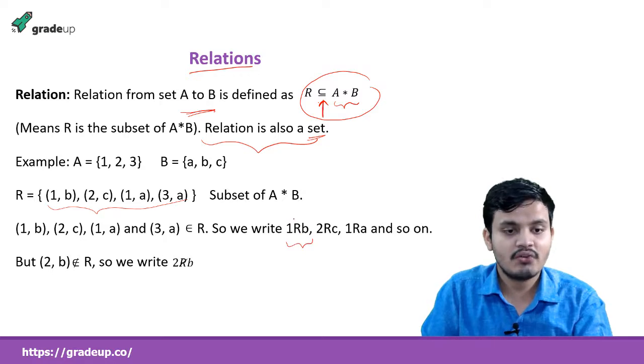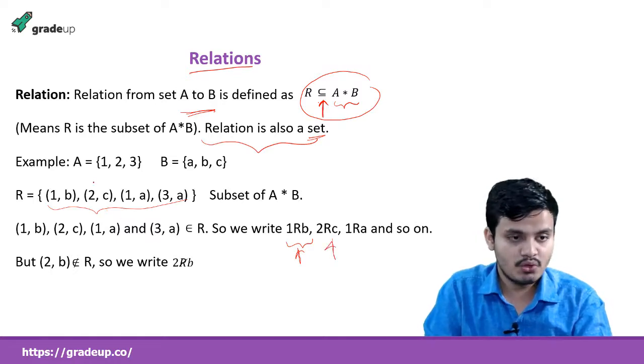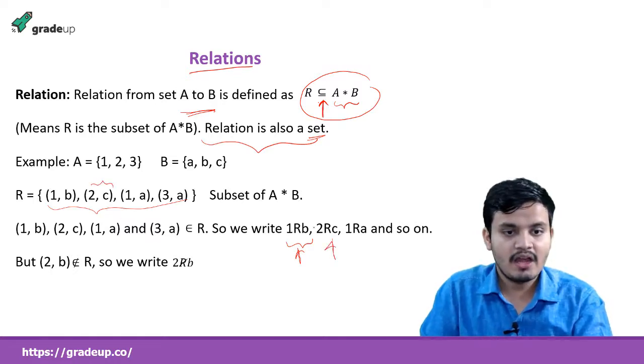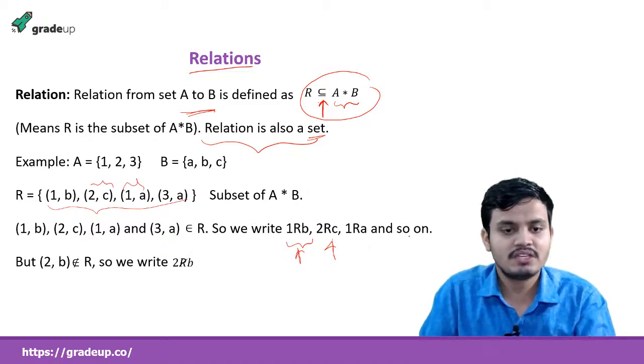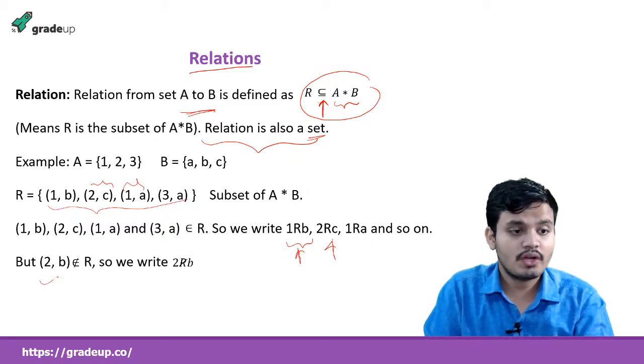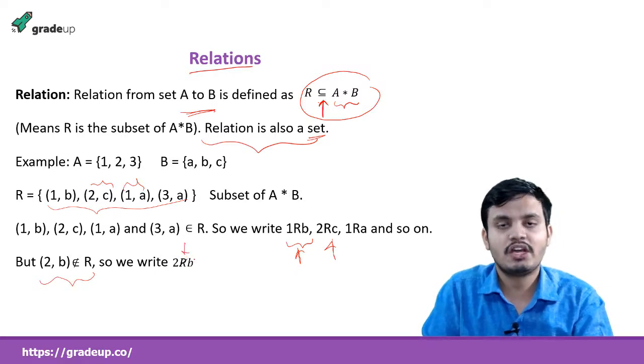It means that 1 is related to b. What does it mean that 1 is related to b, 2 is related to c, because we will be having it here, and 1 is related to a. So this is just the way we say it. And if an element does not belong to R, then we write a is not related to b.